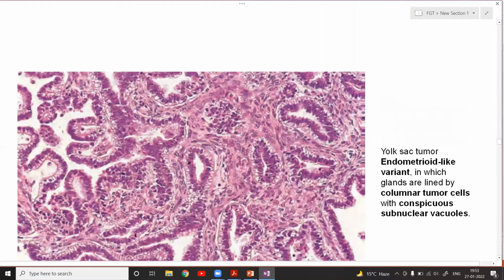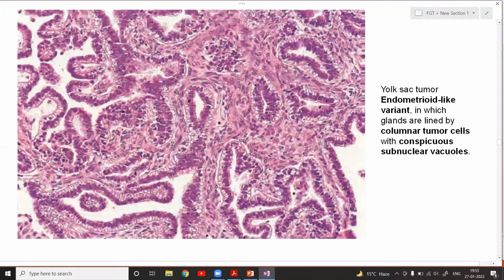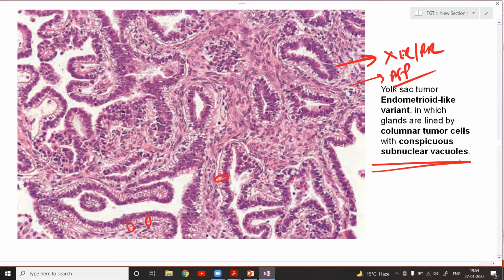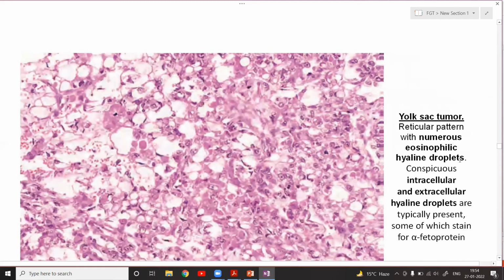The next pattern is the endometrioid-like variant, wherein you can see endometrioid-like glands. But mark it, these glands do not stain positive for ER/PR. In fact, they are going to stain positive for AFP. Okay, that is the yolk sac tumor component. Now, a very important feature of such an endometrioid-like pattern of yolk sac tumor is that, if you appreciate, they contain subnuclear vacuoles. Beneath the nucleus, there are some vacuoles, which are called conspicuous subnuclear vacuoles, present in this endometrioid pattern. Okay.